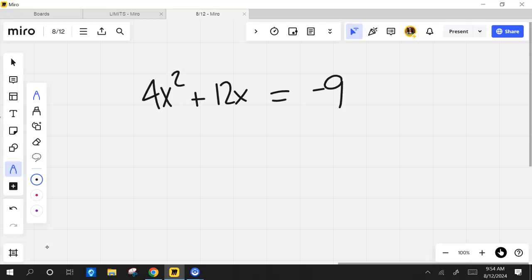Why is it not linear, Grayson? You don't know what linear means? Okay.